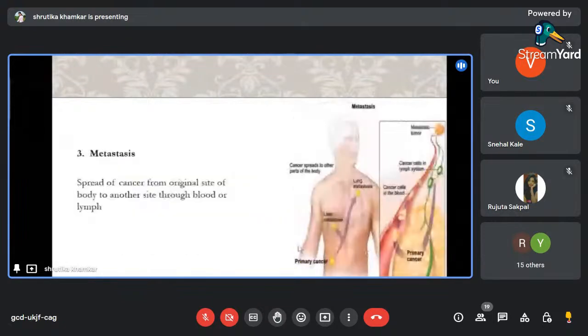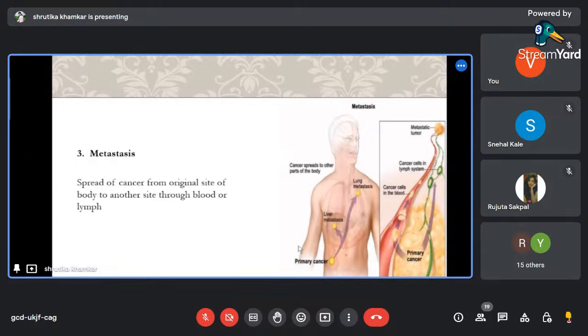The third property is metastasis, the spread of cancer cells from the original site of the body to another site through the blood or lymph. In the diagram, some cancer cells are detached from the original tumor site and travel through the blood or lymph to a new site in the body and form new tumors. However, normal cells do not exhibit the property of metastasis. So you can see in the image the origin of the cancer in the intestine. Cancer cells may move towards the liver and the lung through either lymph or blood vessels.